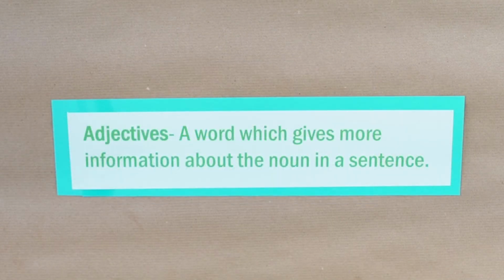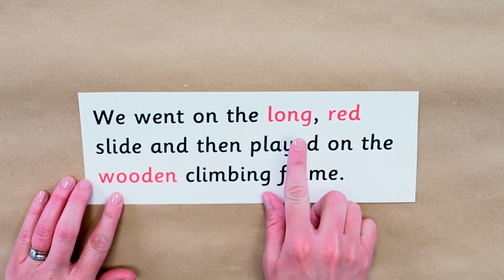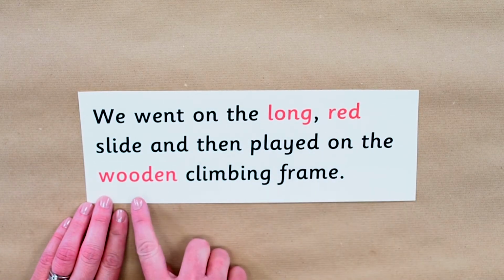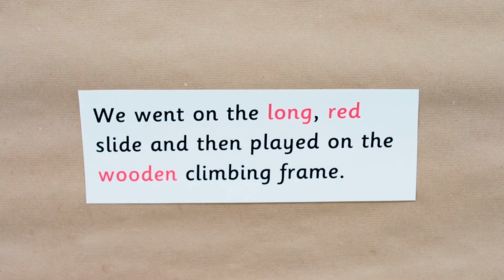Next we have adjectives. An adjective, a word which gives more information about the noun in a sentence. Most of us will know adjectives as describing words, and this is a good way to think about it. They give us more information about the noun in a sentence. They are often colours, textures, lengths. For example, we went on the long red slide and then played on the wooden climbing frame. The adjectives in this sentence are long, red, and wooden.